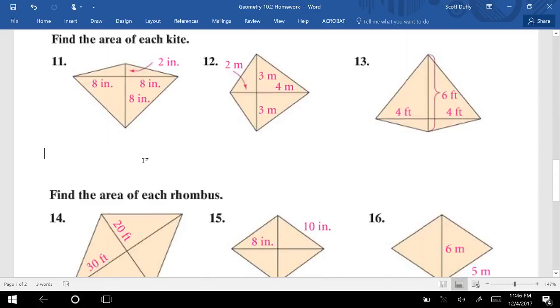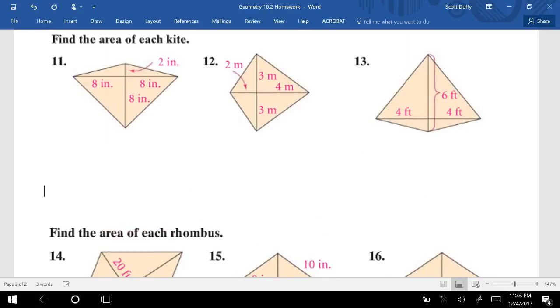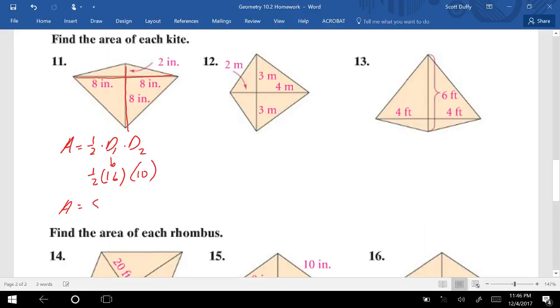Area of the kite. So, area of a kite is equal to 1/2 times diagonal 1 times diagonal 2. Diagonal 1, let's say going across. 8 and 8 is 16. Diagonal 2, going up and down, it would be 2 and 8, which would be 10. 1/2 times 16 times 10 would be 80 square inches.